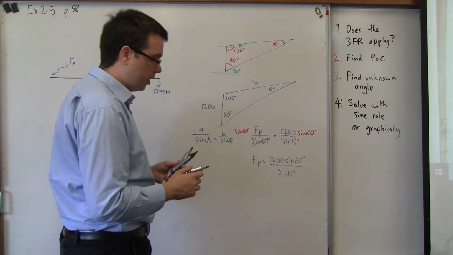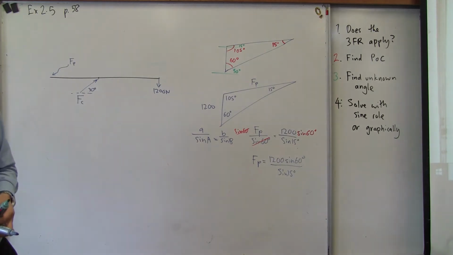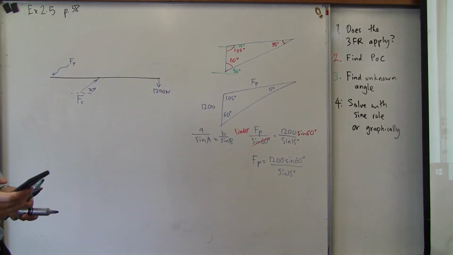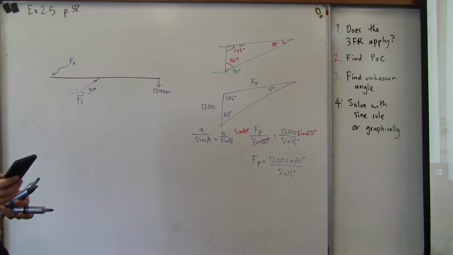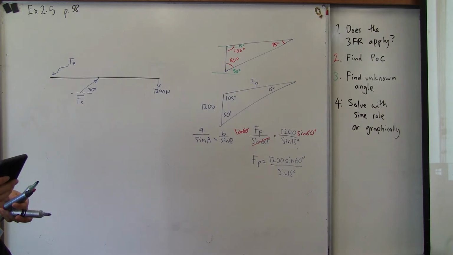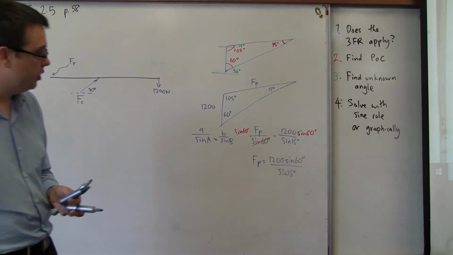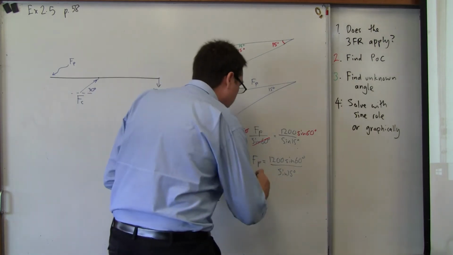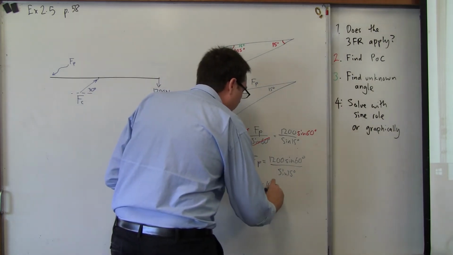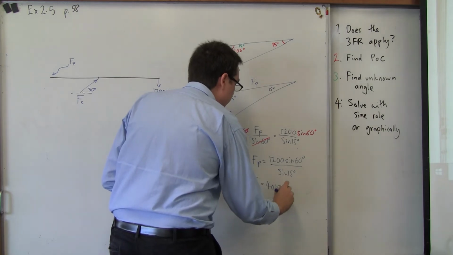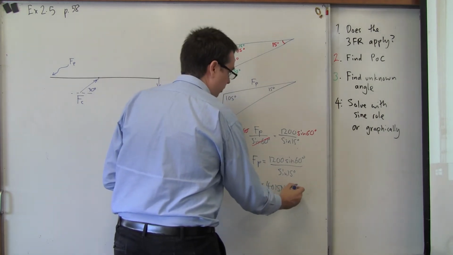Okay, can anyone type that into the calculator for me? Sine 60 divided by sine 15. Oh. Okay, I just got a number that was negative, so that was a good chance that I had not hit my calculator too quickly. So that's again me using estimation to figure out things. Divided by sine 15. I get 4015, so FP equals 4015 newtons. And it's 15 degrees.